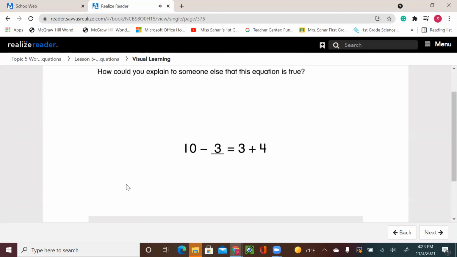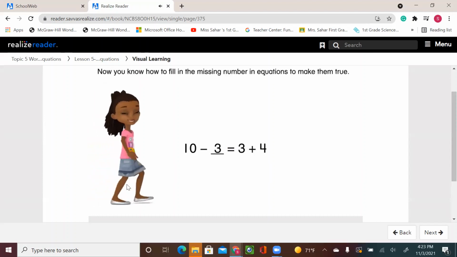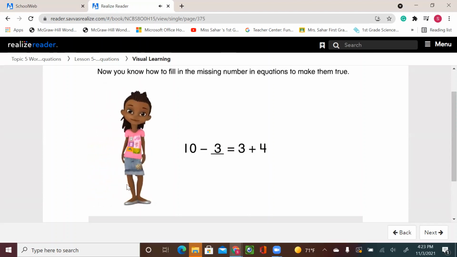How could you explain to someone else that this equation is true? Since the equal sign means has the same value as, and both sides of the equation have a value of 7, this is a true equation. Now you know how to fill in the missing number in equations to make them true.